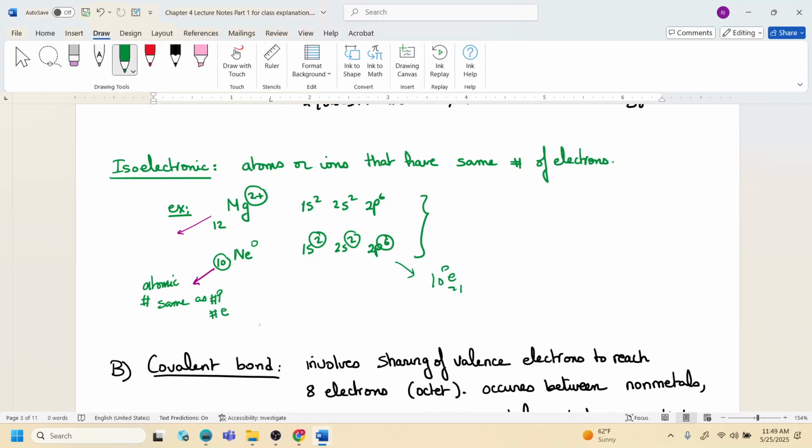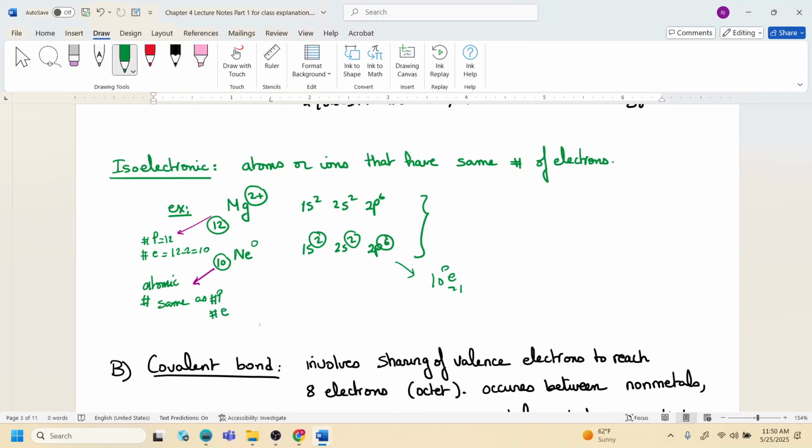See, magnesium has an atomic number of 12. When it is 2 plus, it's still an atomic number of 12. The number of protons is equal to 12. It didn't change, but what changed is the number of electrons. The number of electrons is 12 minus 2, so it's now equal to 10.